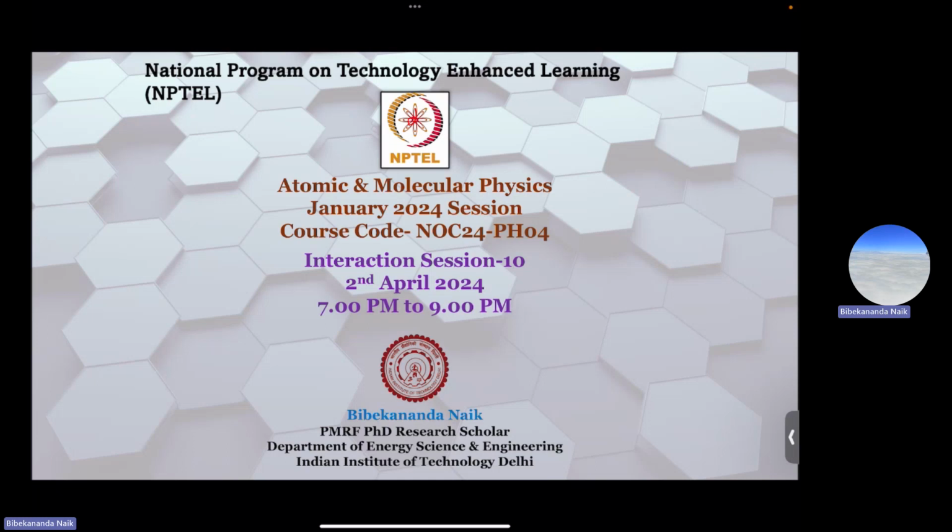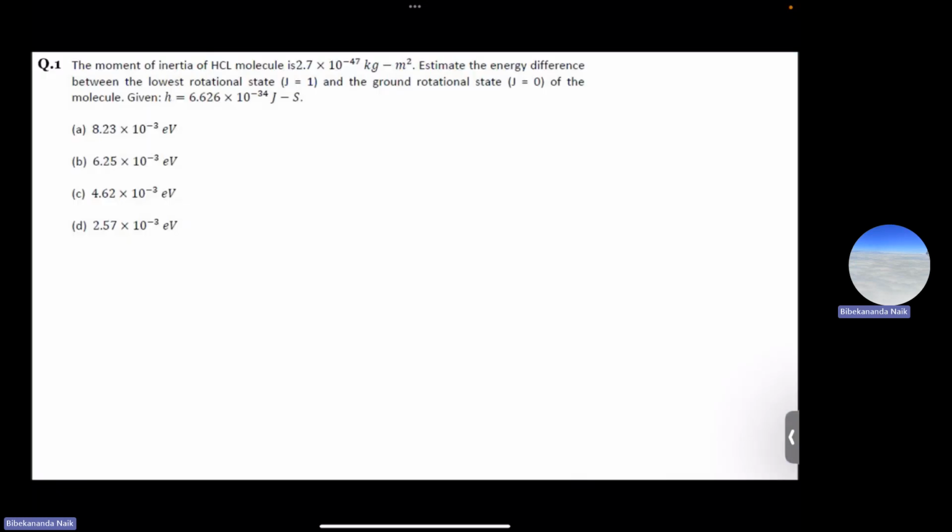In the last interaction session, we had covered a few problems which were based on the week 9 lectures that covered the rotational and basically molecular spectra. We have started solving problems related to the rotational spectra of molecules. So today also we will continue our discussions and we will do a few more problems which will be based on the rotational and again vibrational spectra. So let's start with the first problem of the day.